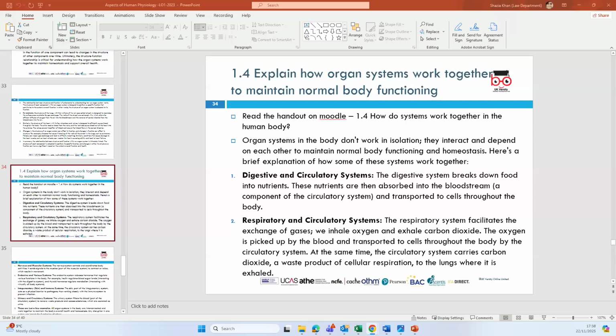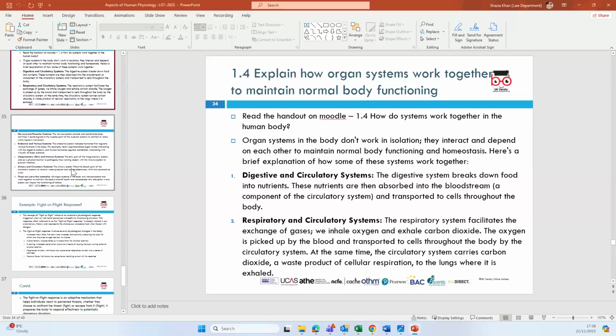You have the respiratory system and the circulatory system. The respiratory system takes in oxygen from the air, and the circulatory system transports both the oxygen and nutrients throughout the cells. At the same time, the circulatory system carries carbon dioxide, a waste product of cellular respiration, to the lungs, where it is exhaled.